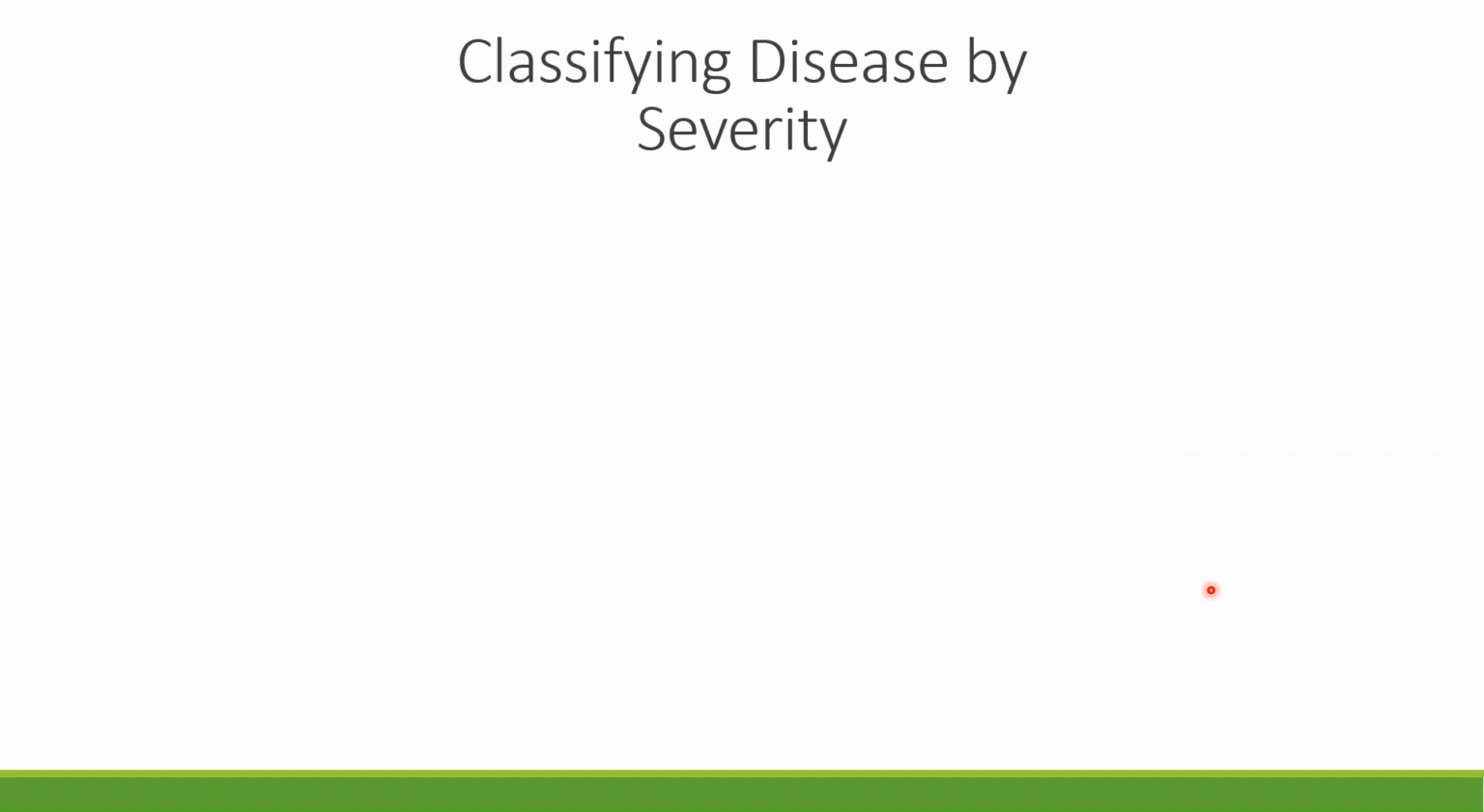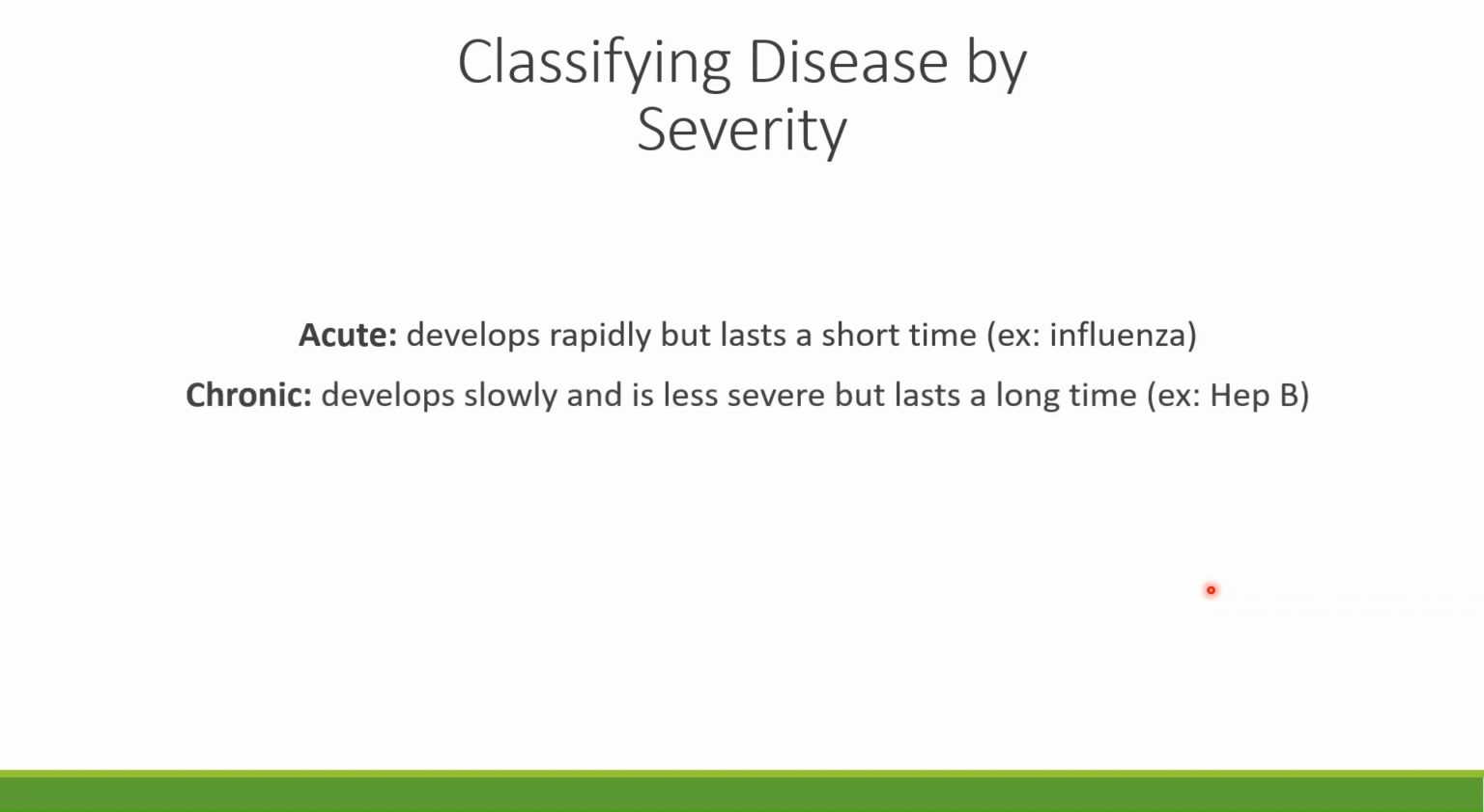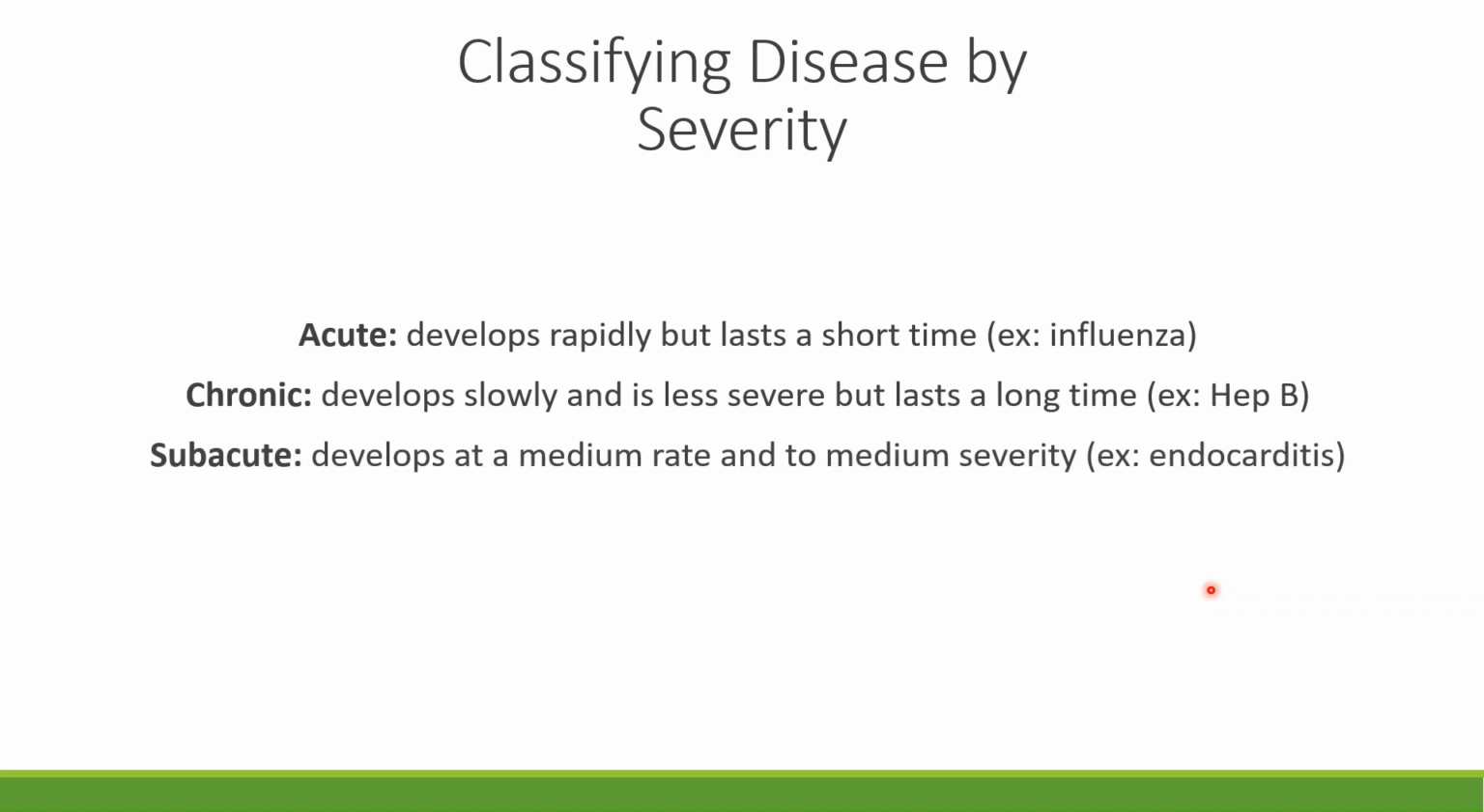We could classify diseases based upon their severity as well. Acute means that it develops rapidly but lasts a short time. An example of this is the flu virus. Chronic means that it develops slowly and is less severe, but it lasts a long time. For example, hepatitis B. Subacute means it develops at a medium rate and to medium severity. So endocarditis is a subacute disease.